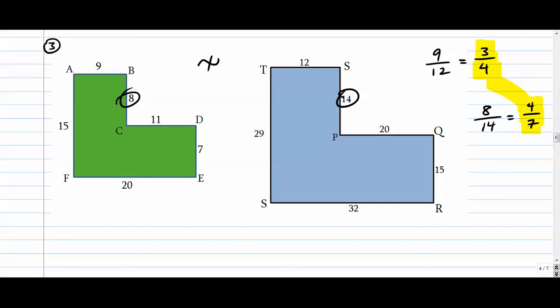So sometimes you'll see that slash like that. They're not similar because their sides are not all in proportion. If they were, these fractions would all be equivalent. So you can really just stop after you get one pair that doesn't equal the first one that you found.